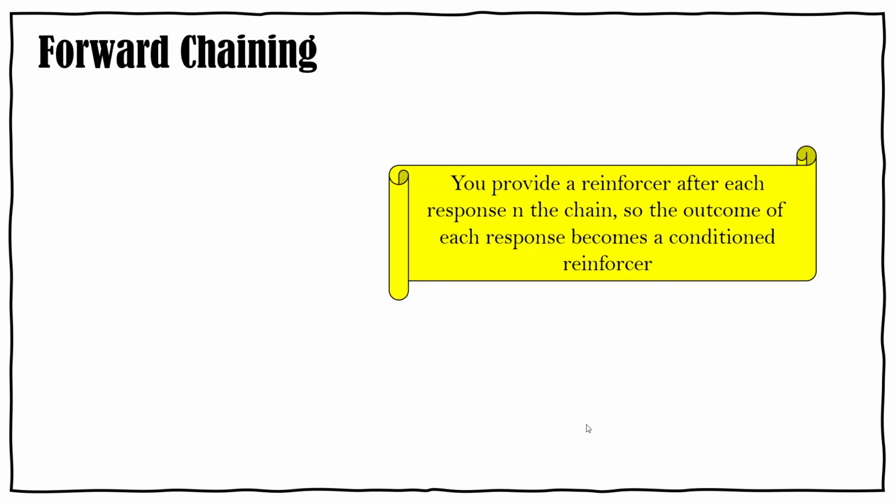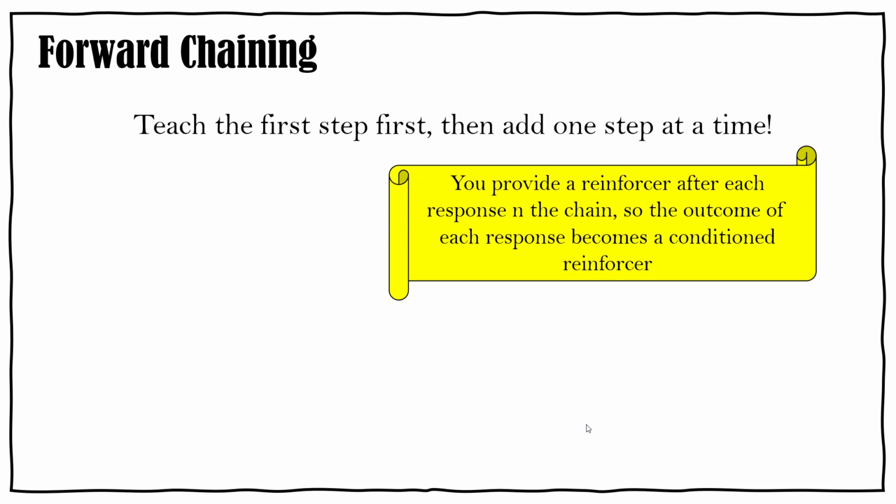Forward chaining is when you provide a reinforcer after each response in the chain. And so you're essentially teaching the first step first, and then you're adding one step at a time. So you teach the first step, provide the reinforcer, and then when you teach the next step, the response produces an outcome or the consequence, and you're going to provide a reinforcer for that. So the outcome becomes paired with the reinforcer, and therefore the outcome becomes a conditioned reinforcer, and that essentially guides them through the chain.